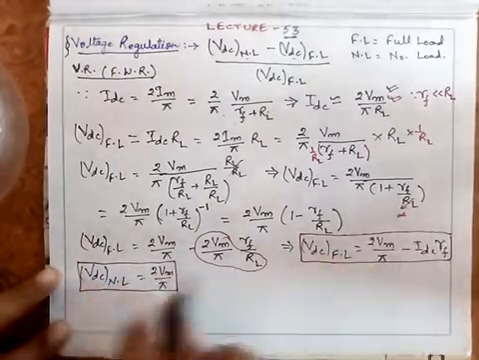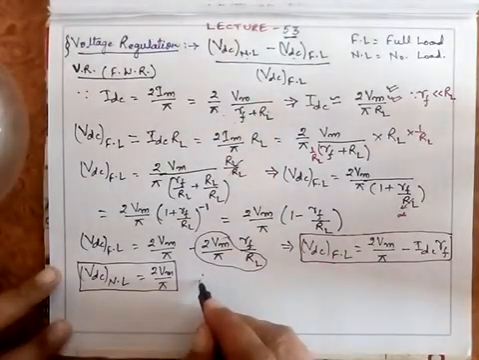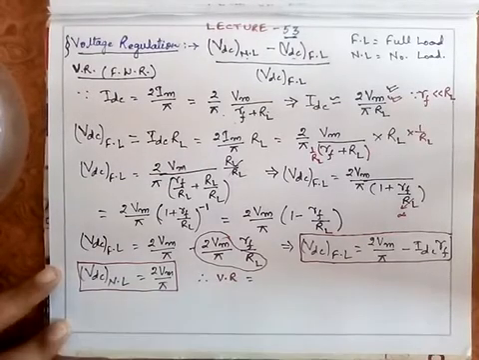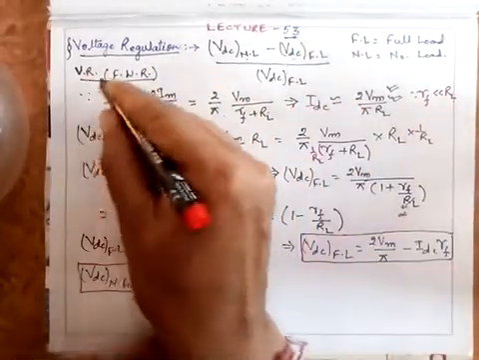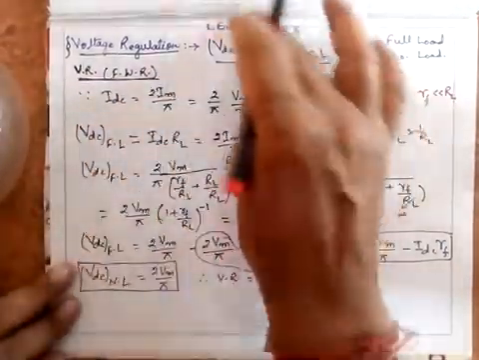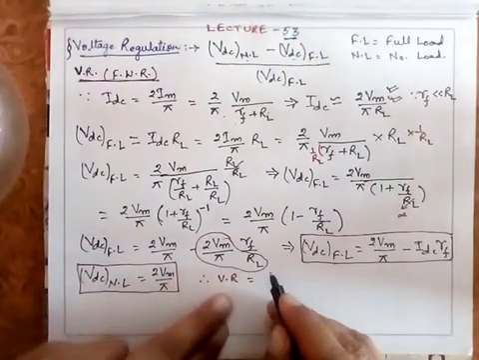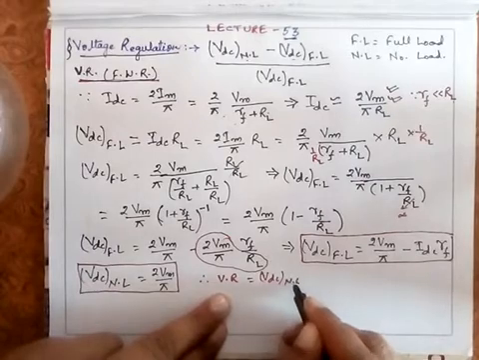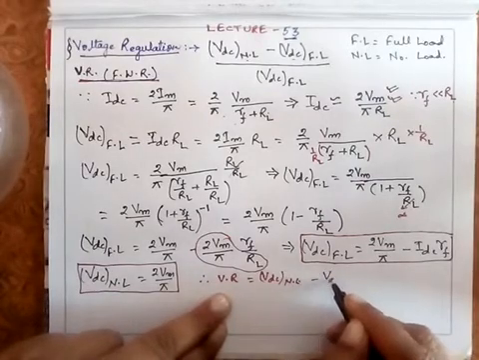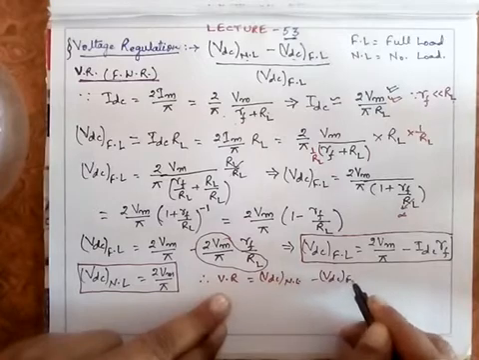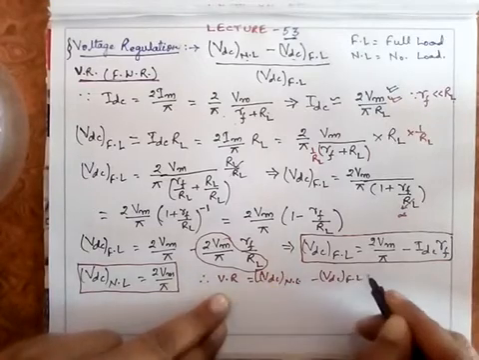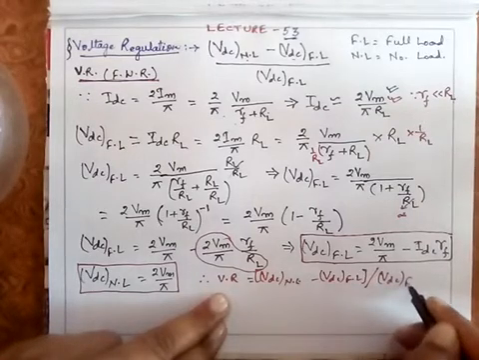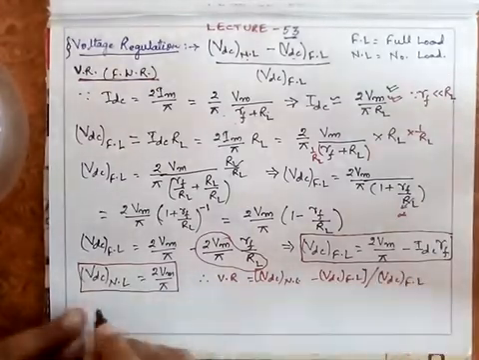Once you have found these two quantities, now you have to find the voltage regulation. As per definition, of course I am finding it for a full wave rectifier. It is VDC at no load minus VDC at full load, this whole upon VDC at full load condition. So I am finding the value of voltage regulation from here.